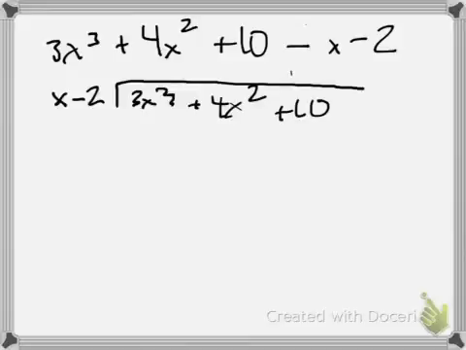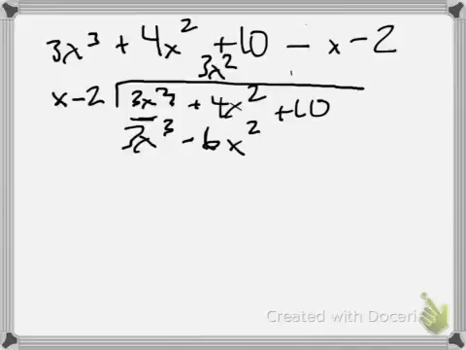And then what you would do is you would find from this x, how would you find that? So in this case, you would use 3x squared. So what would you times this by this to get this? And so you get 3x cubed minus 6x squared. And by the way, in long division, there's always going to be subtracting. So this is all going to be opposites.